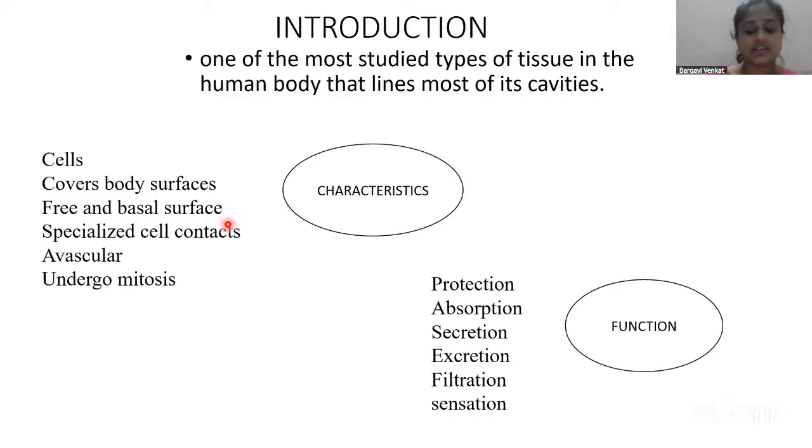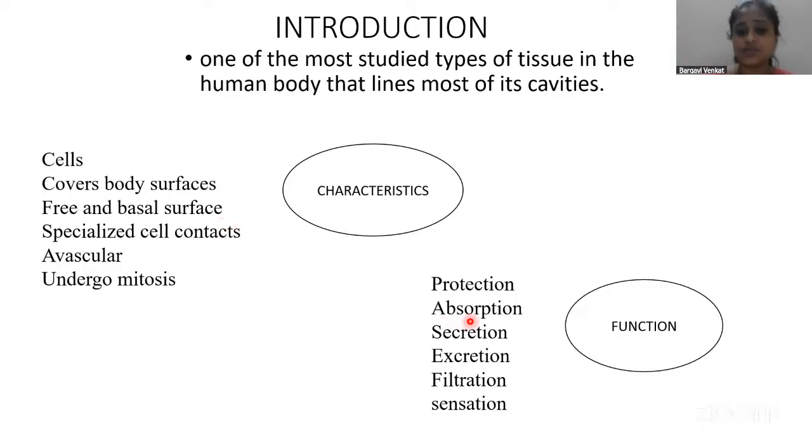So what are the basic functions? Protection. As I said, they act as a physical barrier between your organ or the cavity it lines and any sort of internal stimuli, physical damage or chemical damage. For example, if there is any infection or injury, your epithelium is going to act as a physical barrier between the stimuli and the underlying connective tissue and other parts of the body. So that is your protection part.